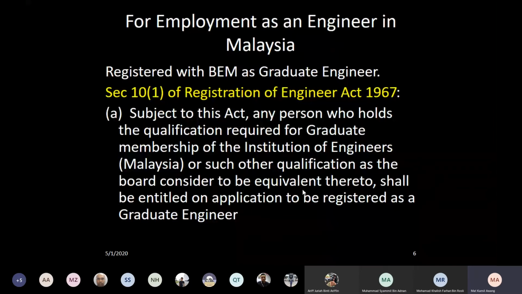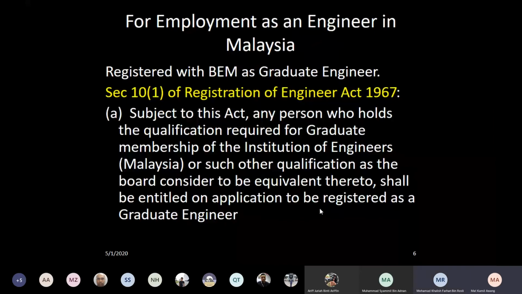So anybody who has graduated from an accredited university, for example, or equivalent to that, shall be entitled to be registered as a graduate engineer. To be registered as a graduate engineer, he must apply. So an application must be made in order to be registered. So the registration as a graduate engineer is not automatic. Clear?